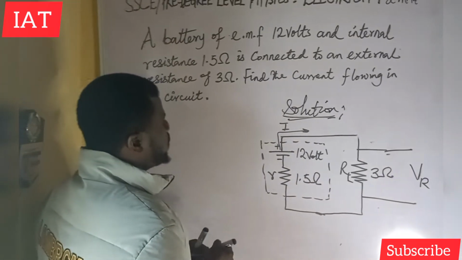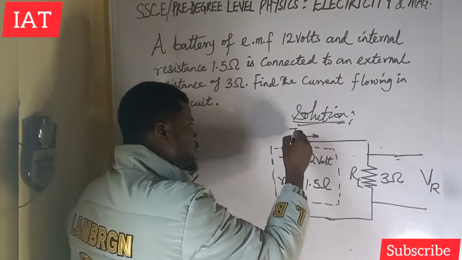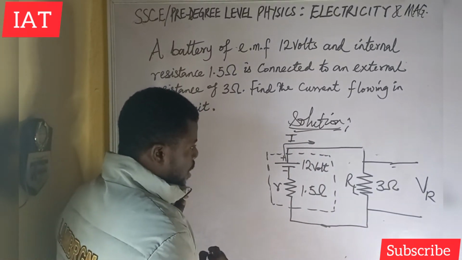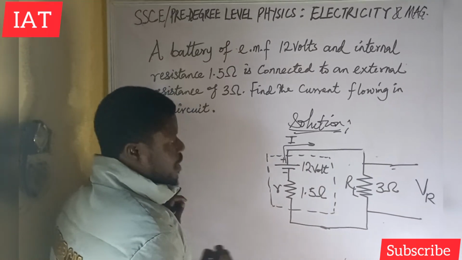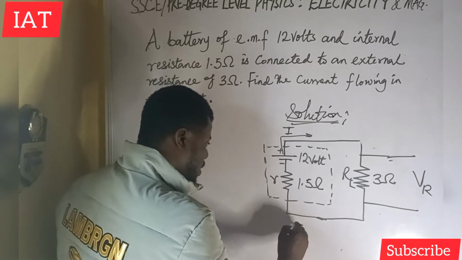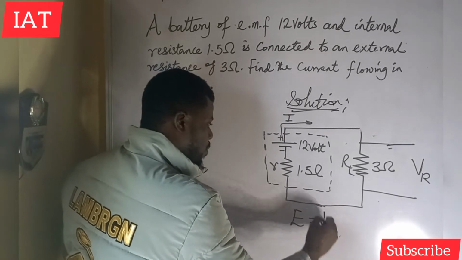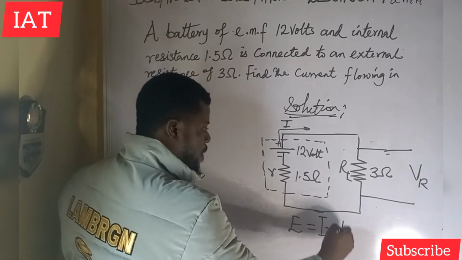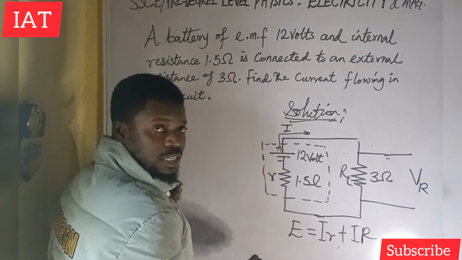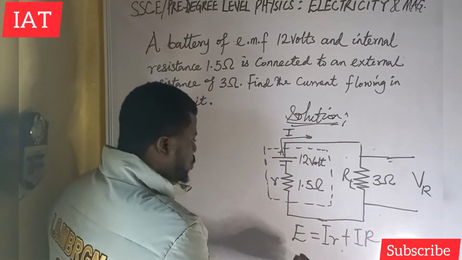So the solution to this problem is this. Since we are calculating for the current, there is a relationship between the current, the internal resistor, the EMF, and the load resistor. That formula is put together with this expression: E equals the current multiplied by r, plus the current multiplied by R. So this is the relationship between them.